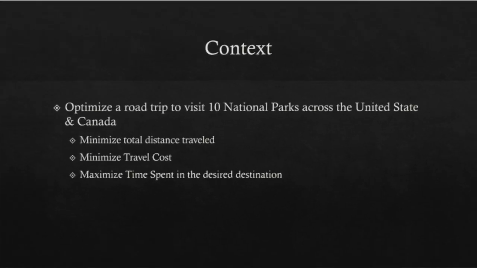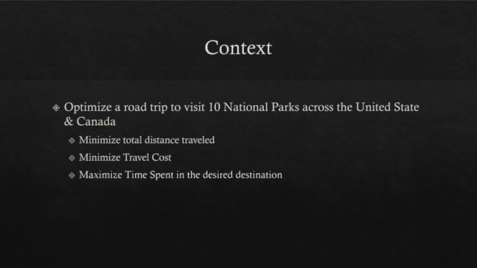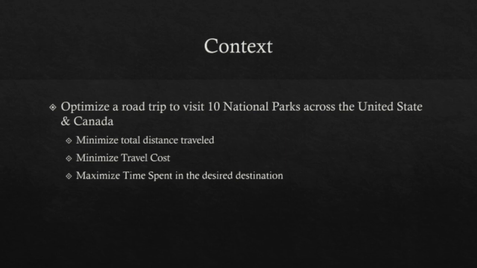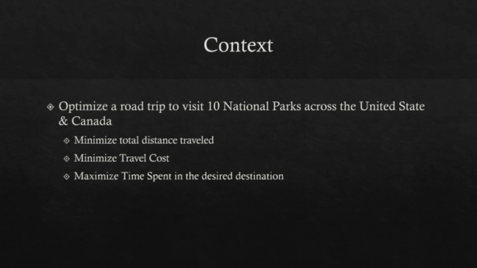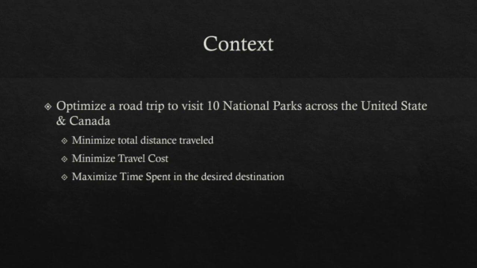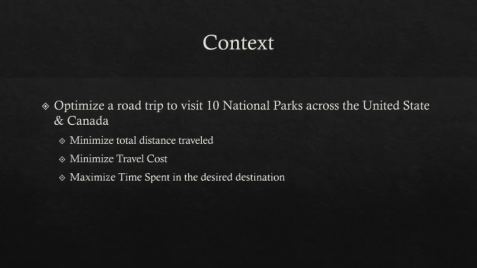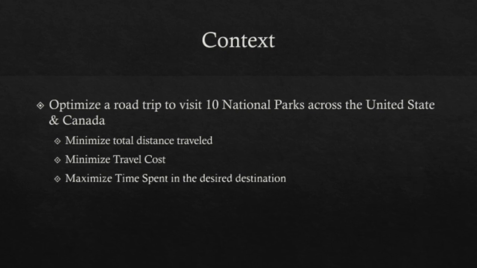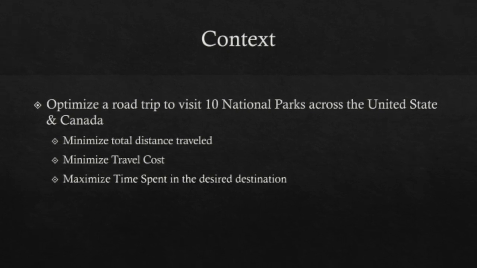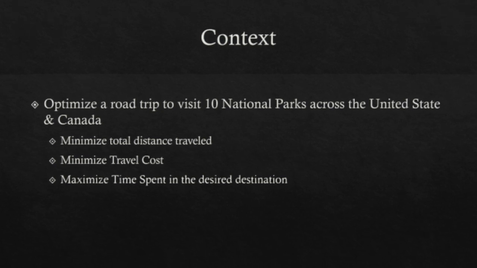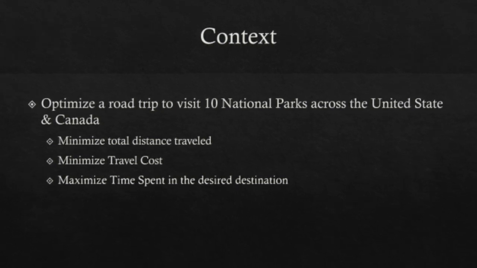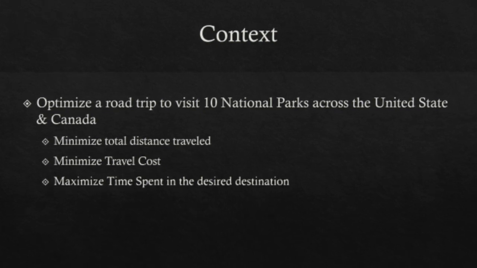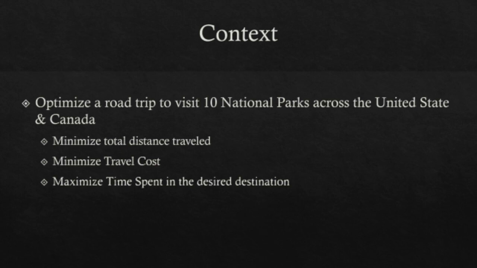This project will address the optimization of a road trip to visit 10 national parks throughout the United States and Canada. Our goal is to minimize the total distance traveled and therefore minimizing travel cost and maximizing the time spent at each desired destination. This aligns well with the concept of the combinatorial optimization traveling salesman problem, which is a form of mixed integer linear programming, where the traveling salesman visits a number of destinations once while distance and cost are minimized.